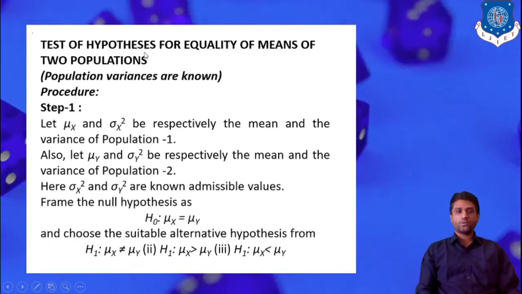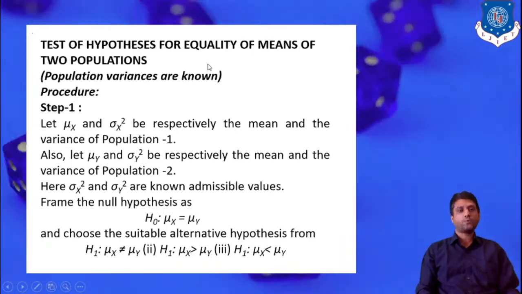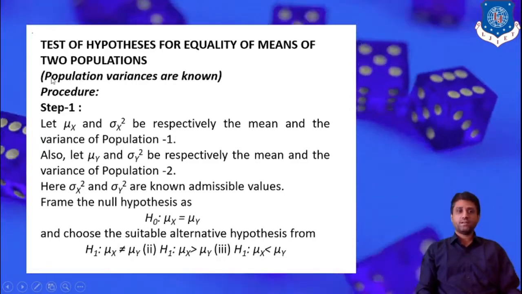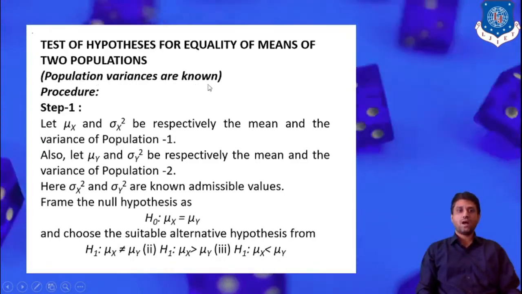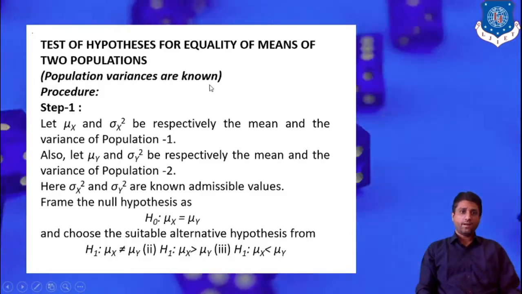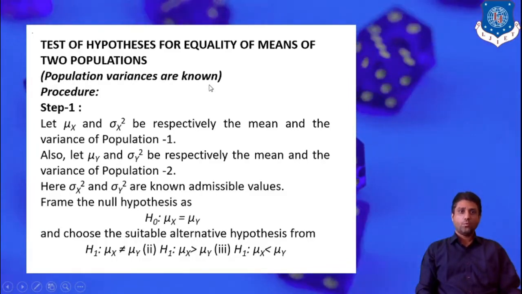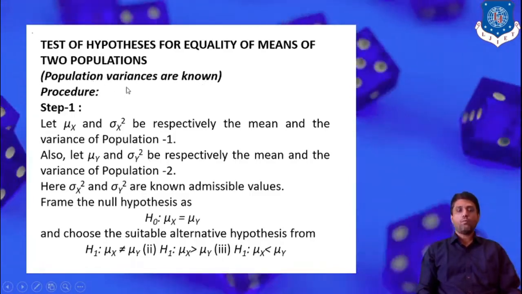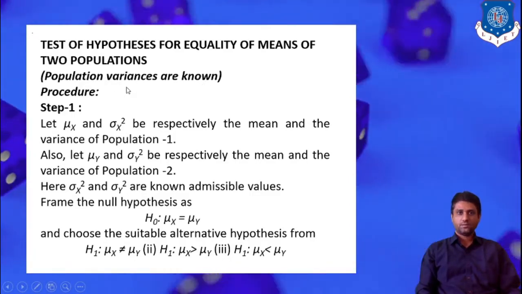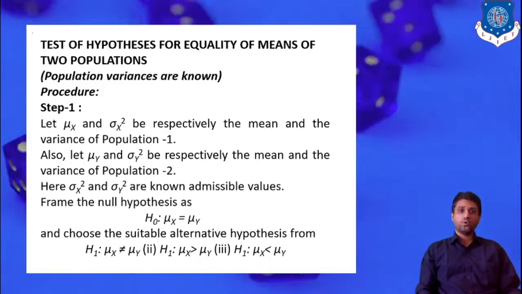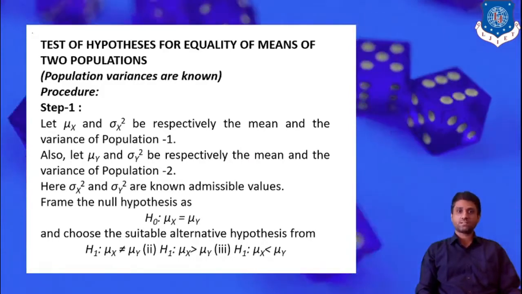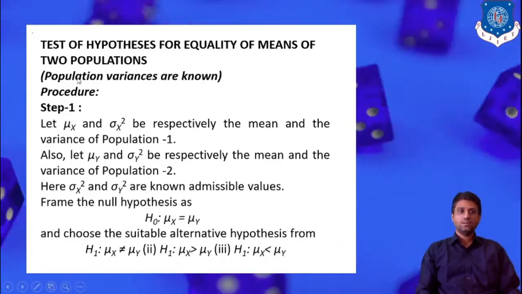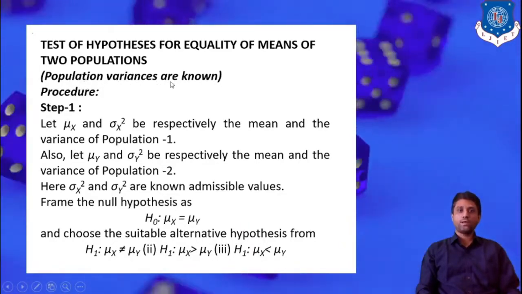Test of hypothesis for equality of means of two populations. Now remember this: the population variances are known. In our previous lecture, we discussed testing of hypothesis where the variance is unknown, so we used a particular test statistic which does not involve the variance. But right now, the population variances are known.